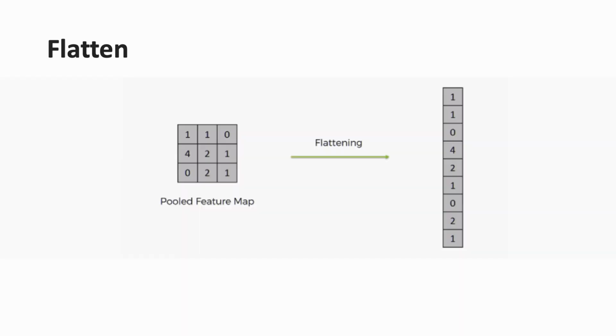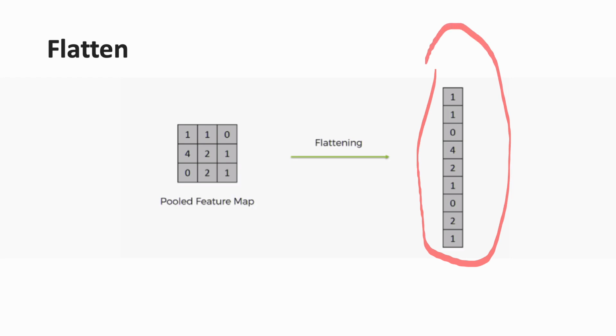Next, there is the flatten layer. Flattening is used to convert all the resultant two-dimensional arrays from the pooled feature map into a single long continuous linear vector. The flattened matrix is fed as input to the fully connected layer to classify the images.